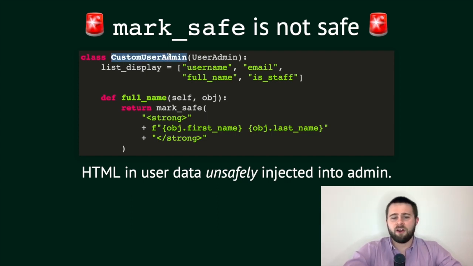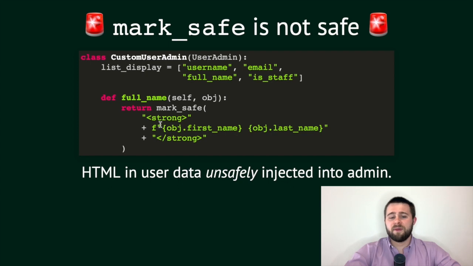Our user admin class said to list a few fields. One of these was called full name, which we defined on the admin class as the concatenation of the first name and last name. For some reason, we wanted some HTML wrapping that. So we added the HTML inside that function, and we called mark safe on the resulting string. And mark safe is needed for this HTML to not get escaped and show as actual literal less than, greater than signs in the HTML.